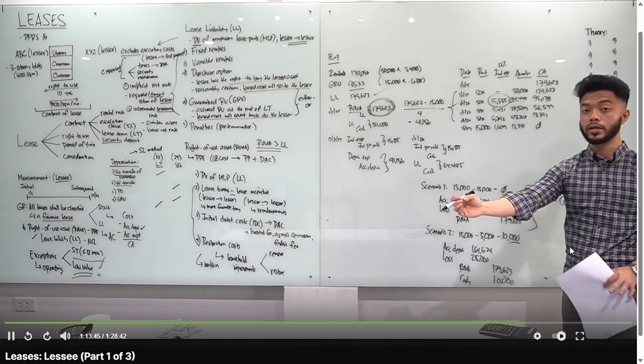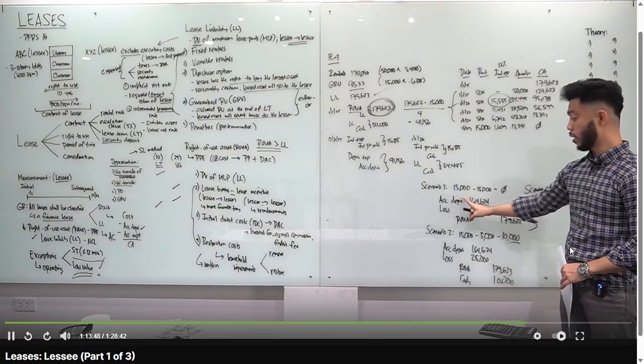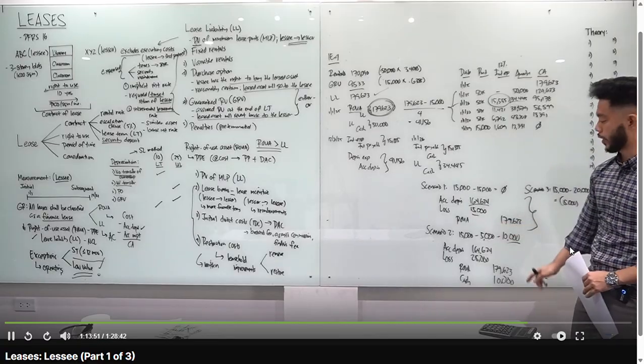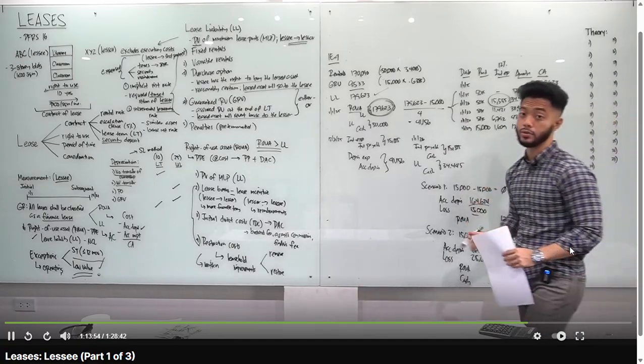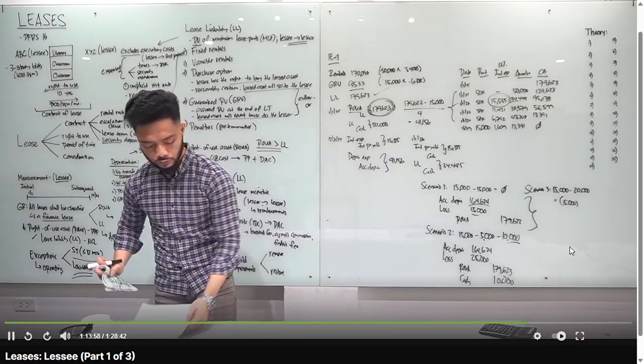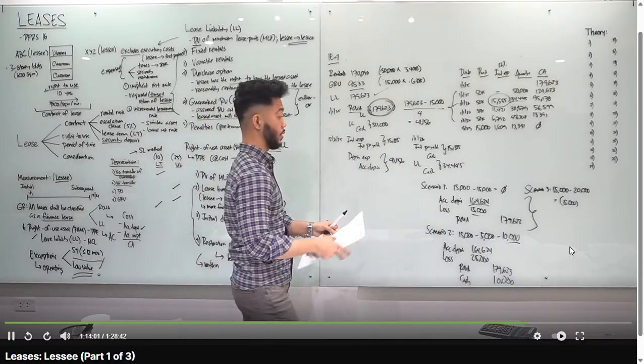So entry mo lang, ibalik mo lang yung asset kay lessor. Credit mo yung ROA at cost, debit mo yung accumulated depreciation, loss natin is 15,000. Again, for scenario number 3, same journal entry lang yan as scenario number 1. Okay? So that's how you do a lease if it's with guaranteed residual value.